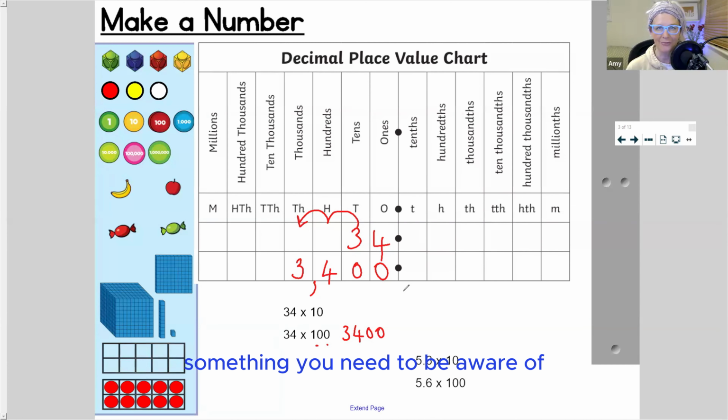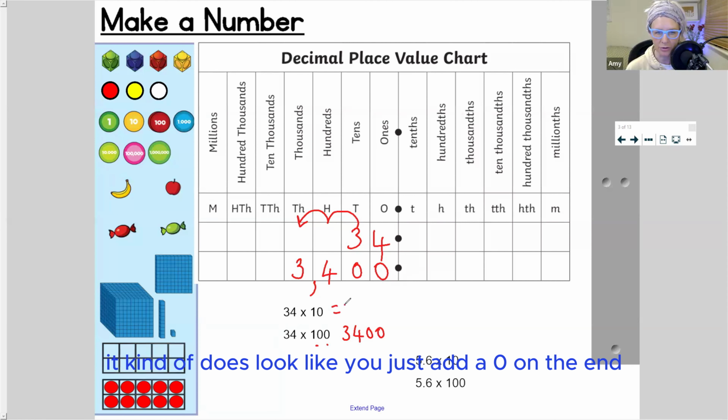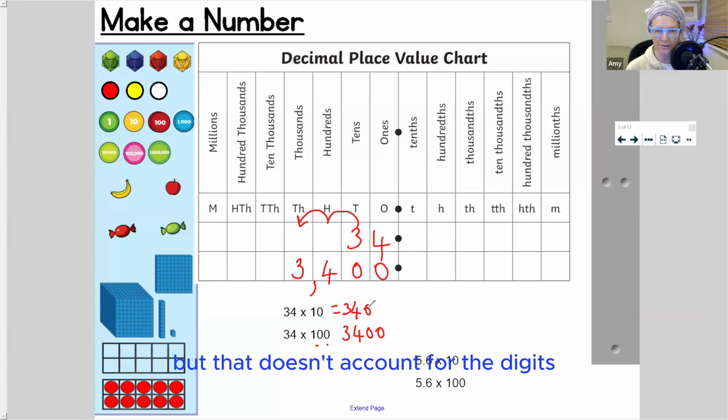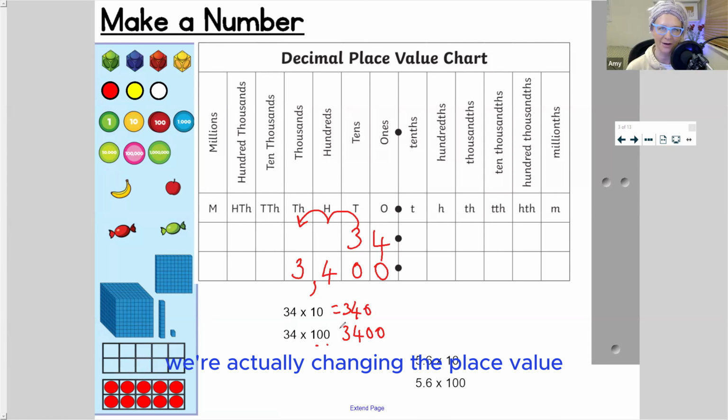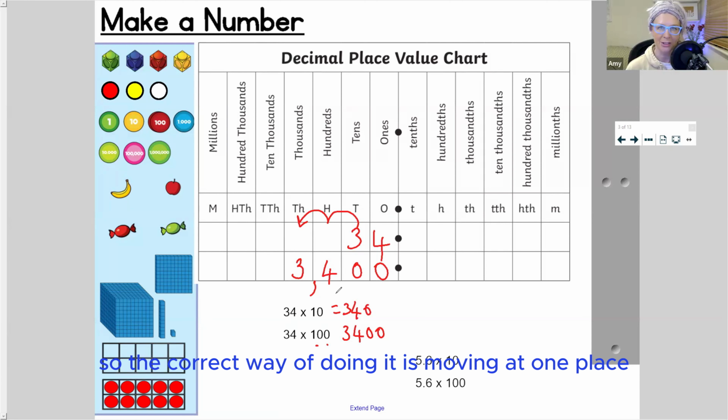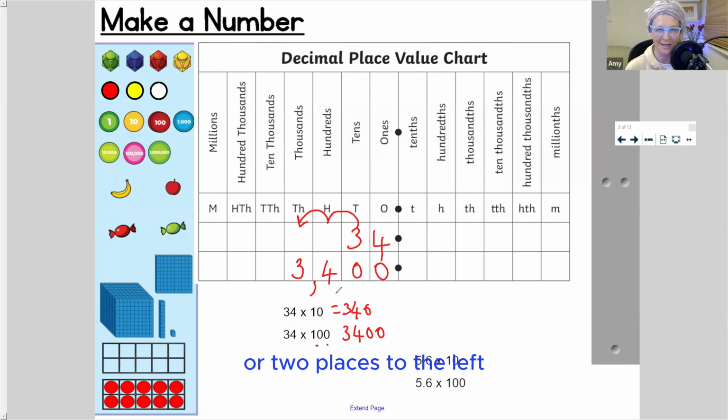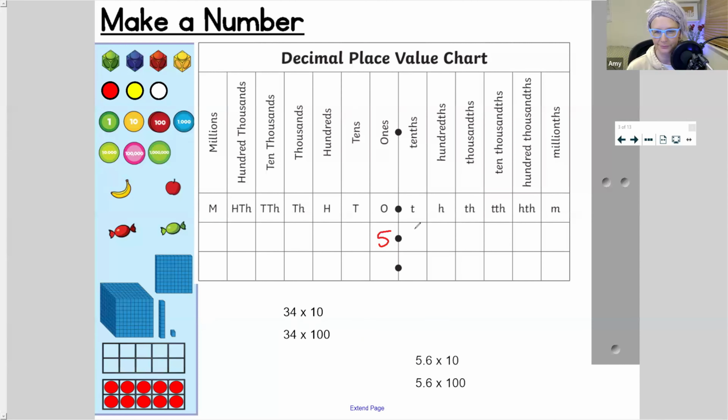Something you need to be aware of, sometimes I do see this taught wrong, and people say rather than moving the digits to the left, you just add a 0 on the end. It kind of does look like you just add a 0 on the end, but that doesn't account for the digits changing their value. So the 4, if you just added a 0 on the end, would still stay a 4, but this way, when we're moving it to the left, we're actually changing the place value, and that's important, okay? So the correct way of doing it is moving it 1 place or 2 places to the left if we're timesing by 10 or 100.